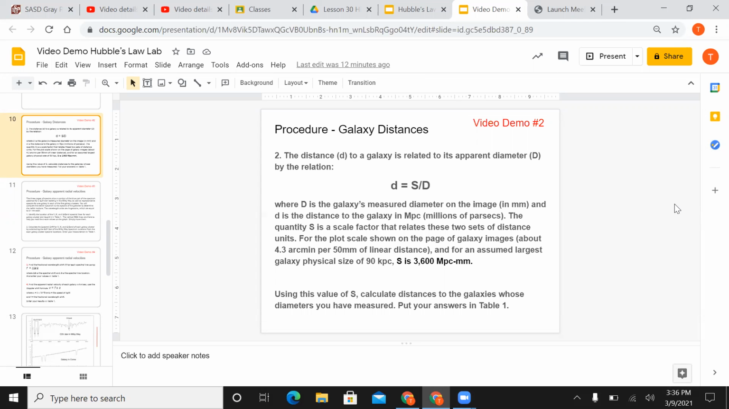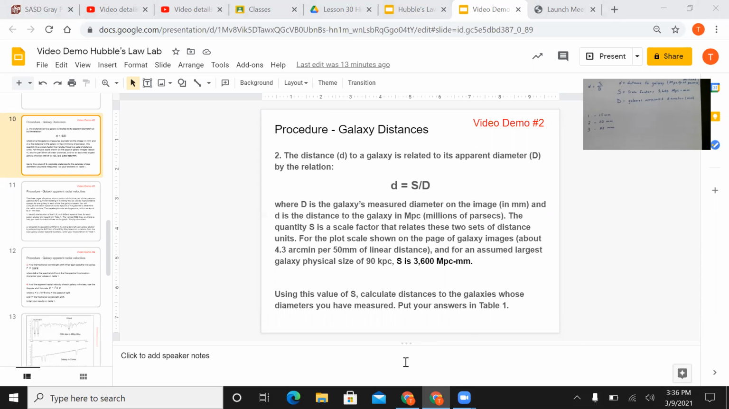And the S is a scale factor that relates these two sets of distance units. Those distance units are the millimeters that we measured on the pictures and the distance to the galaxies in millions of parsecs. So in order to do that, we're going to use the scale factor of 3,600 millions of parsecs per millimeter. So I'm going to go to my camera now.